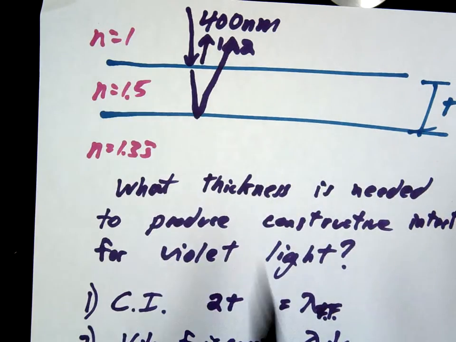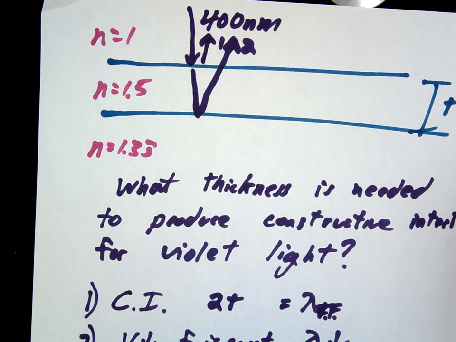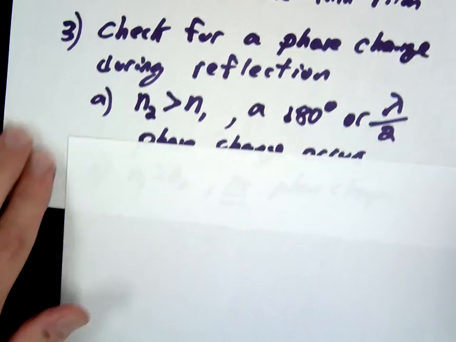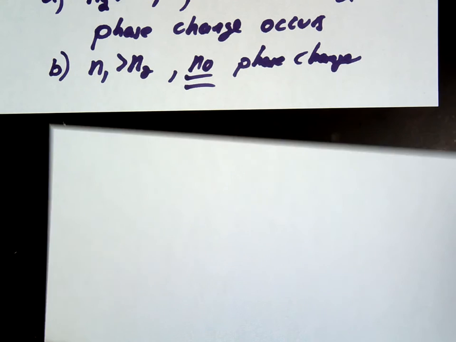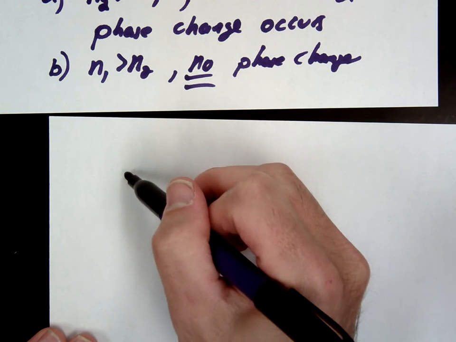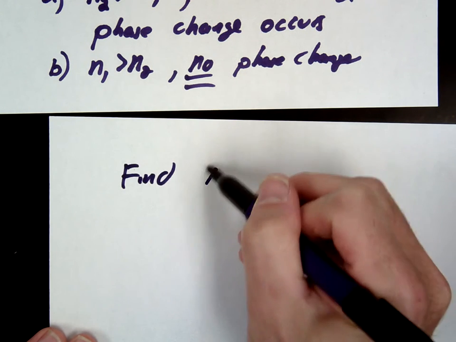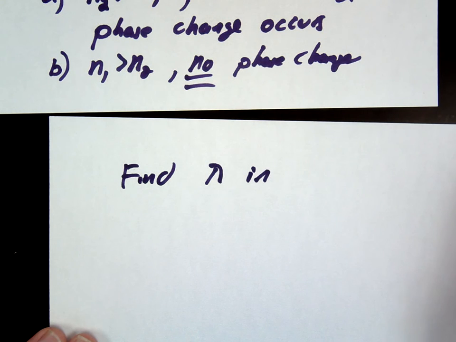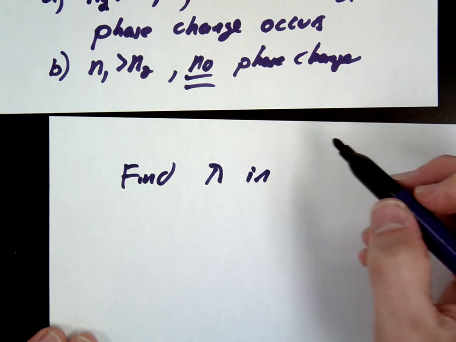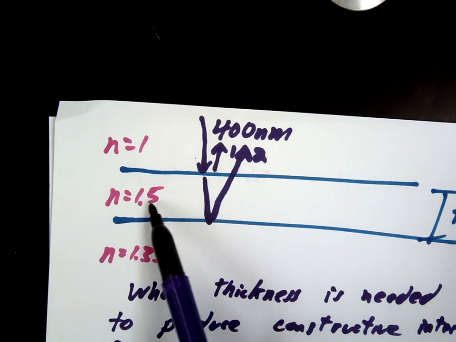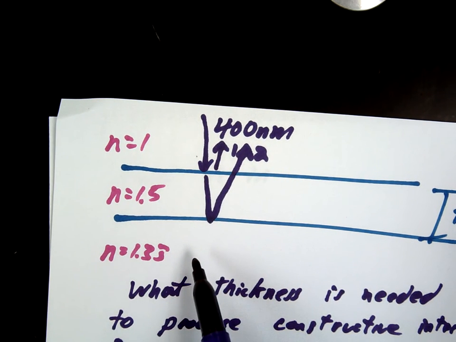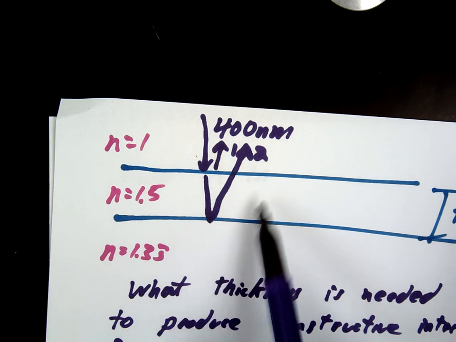So let's go ahead and solve this problem then. Now we're going to take that into account when we try to solve this problem. All right, so let's find the wavelength first. And where are we going to find it? We're going to find it in air, we're going to find it in coating, we're going to find it in water. Coating. So this is the region that we're looking for.